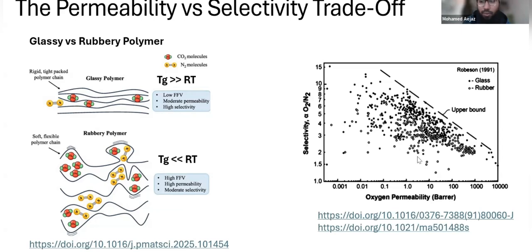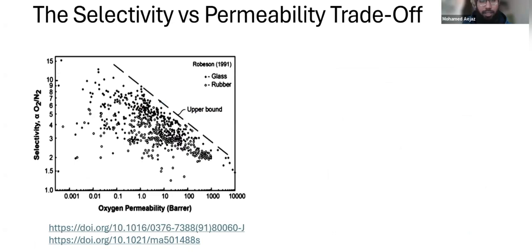So ideally, you want something where maybe I can use the pointer. Do you see a pointer now? Yeah. So ideally, you want something that's here. If you have a polymer that's showing high permeability, you also want it to show high selectivity. But that's really, really difficult to achieve because of the microstructure of the polymer and in general how things look. And again, what do we mean by this?